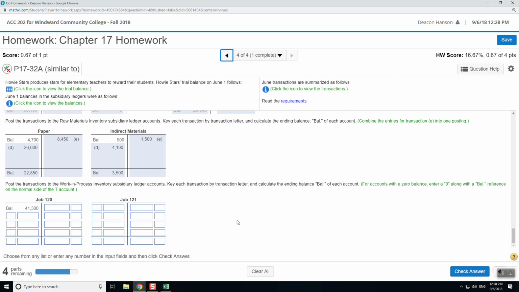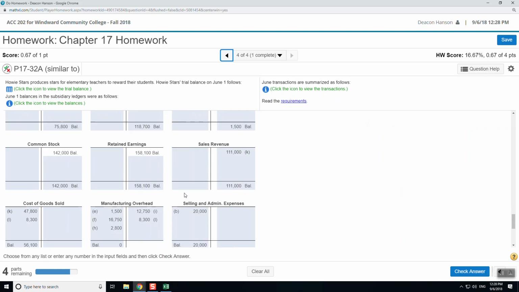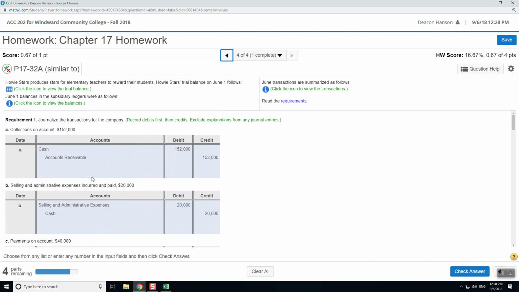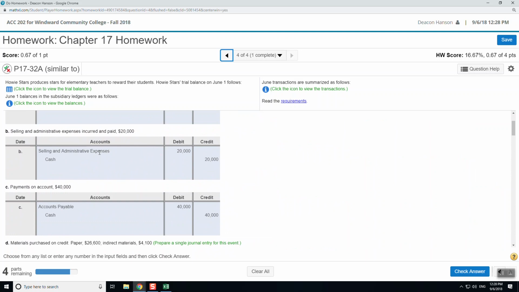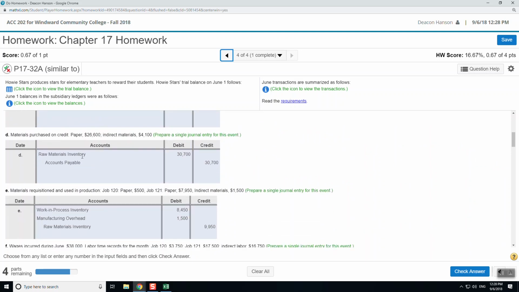Now, let's see. Post the transactions to the work in process inventory subsidiary ledger accounts. Okay, so remember work in process is made up of jobs. This is job order costing. So we got a job 120 and a job 121 sitting in there. And we're going to key each transaction by letter. Okay, so the first time job 120, or the first time work in process is affected, that's the entry we want to be looking at. So let's see. That's here.